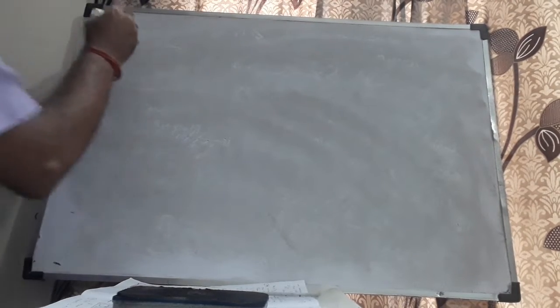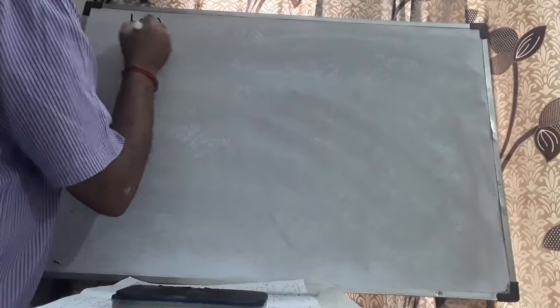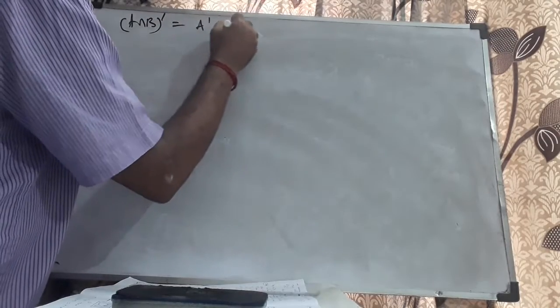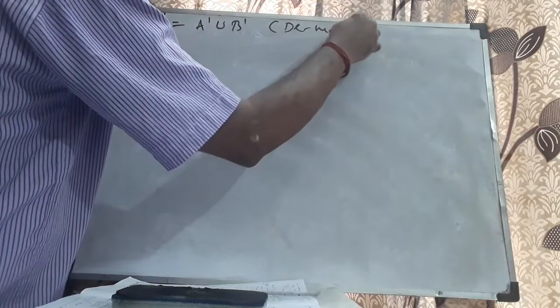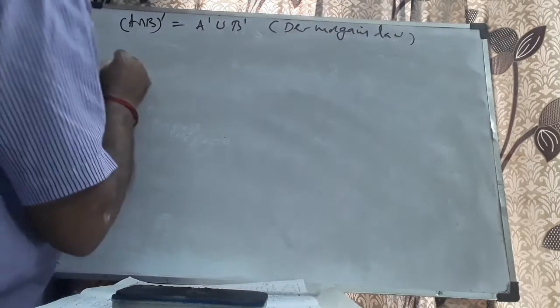This is how we get the proof using Venn diagram. Let me think about another proof. Here we try A intersection B whole dash is equal to A dash union B dash. This is also called another De Morgan's law.